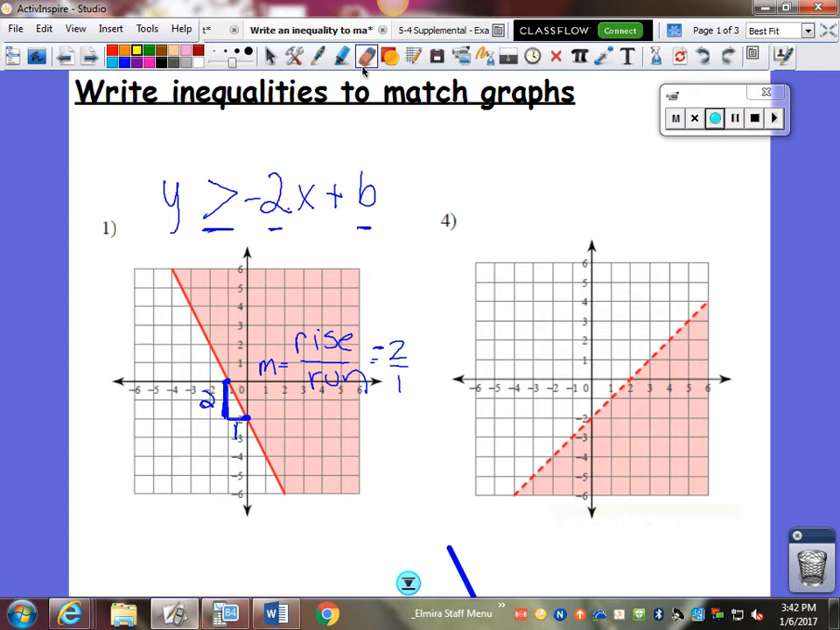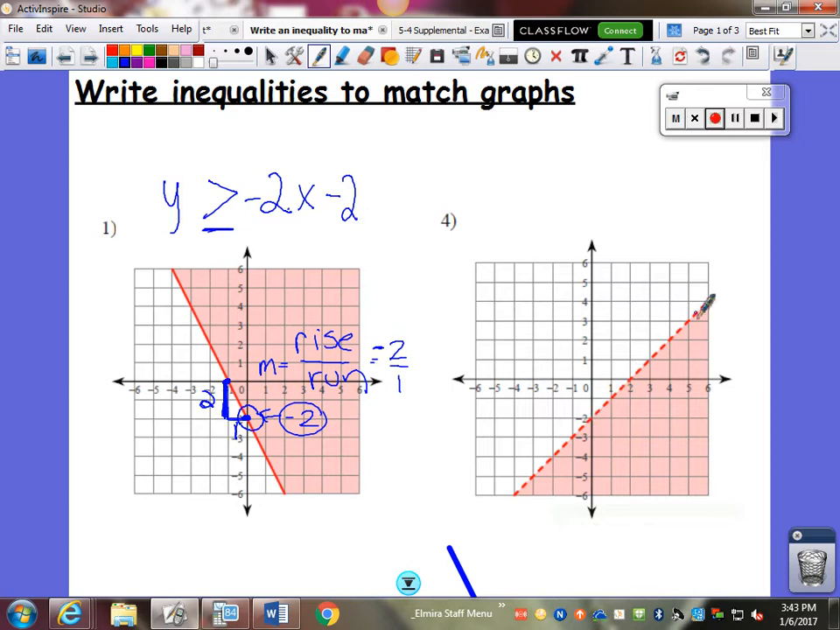Okay, so I got my slope in there. All right, lastly, I need my y-intercept. So my y-intercept is right here, and it's at negative 2. So I'm going to erase plus b and put minus 2. Okay. This is number 4 on the homework.